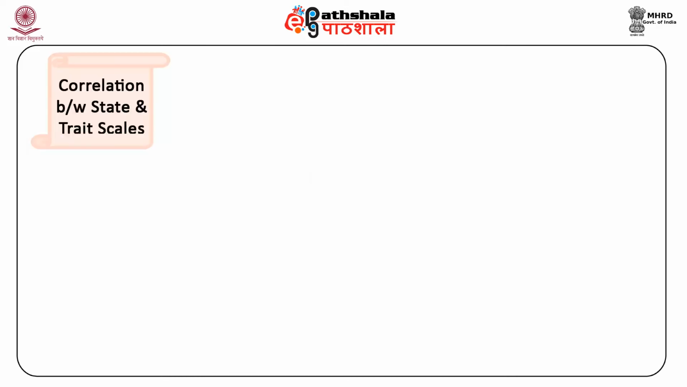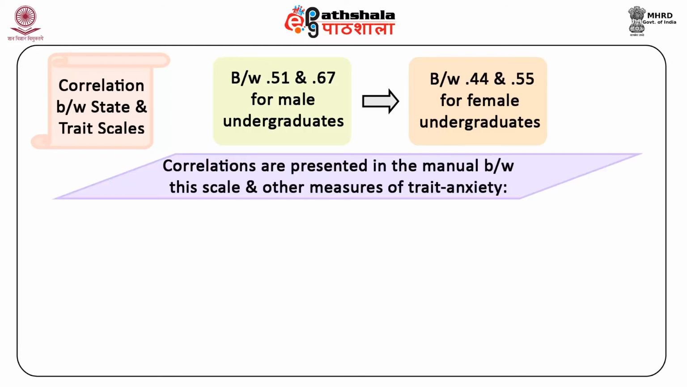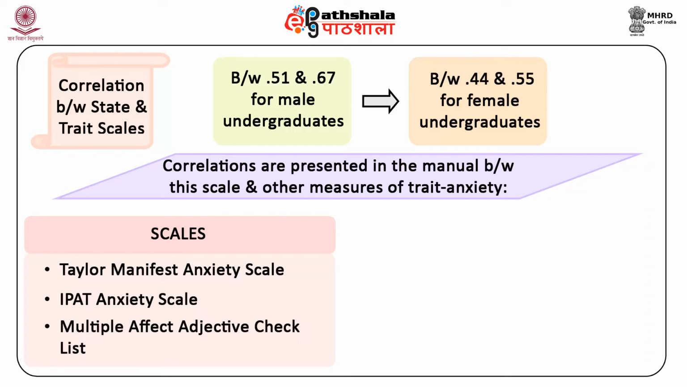The correlation between state and trait scales is between 0.51 and 0.67 for male undergraduates and 0.44 and 0.55 for female undergraduates. Correlations are presented in the manual between this scale and other measures of trait anxiety: the Taylor Manifest Anxiety Scale, the IPAT Anxiety Scale, and the Multiple Affect Adjective Checklist.